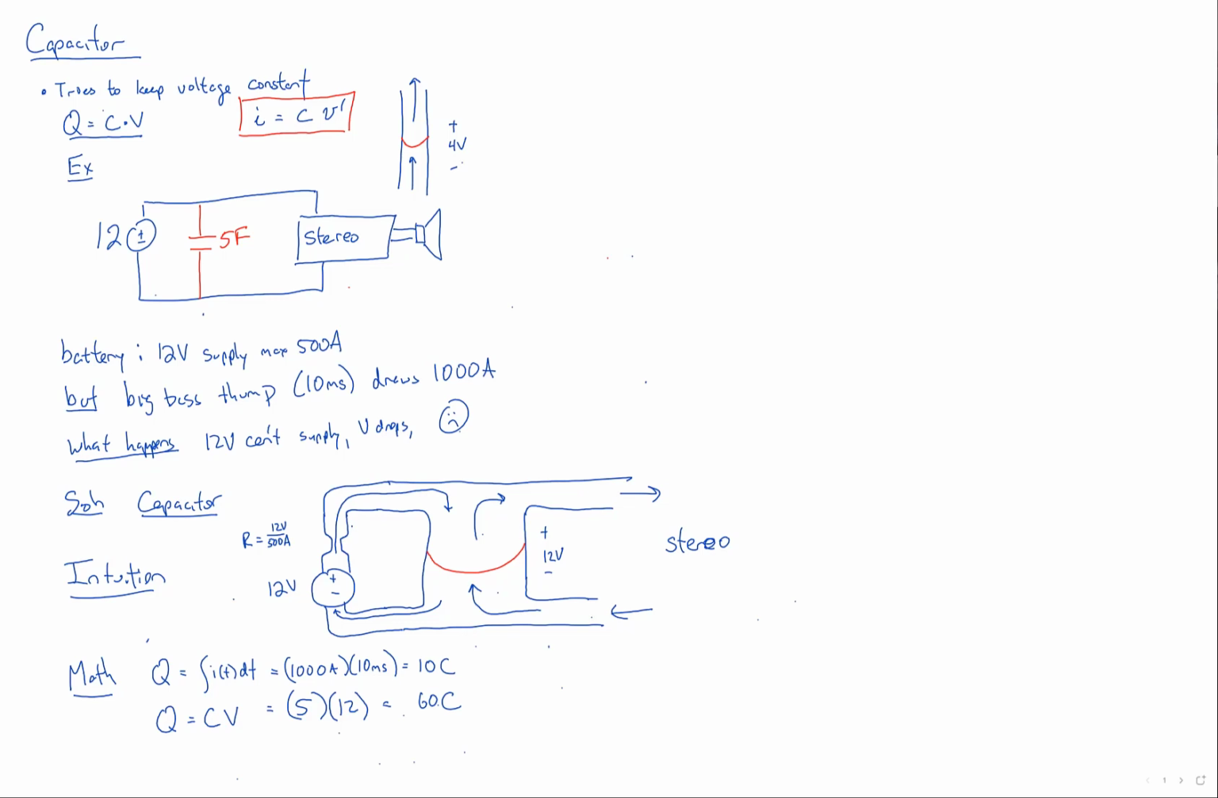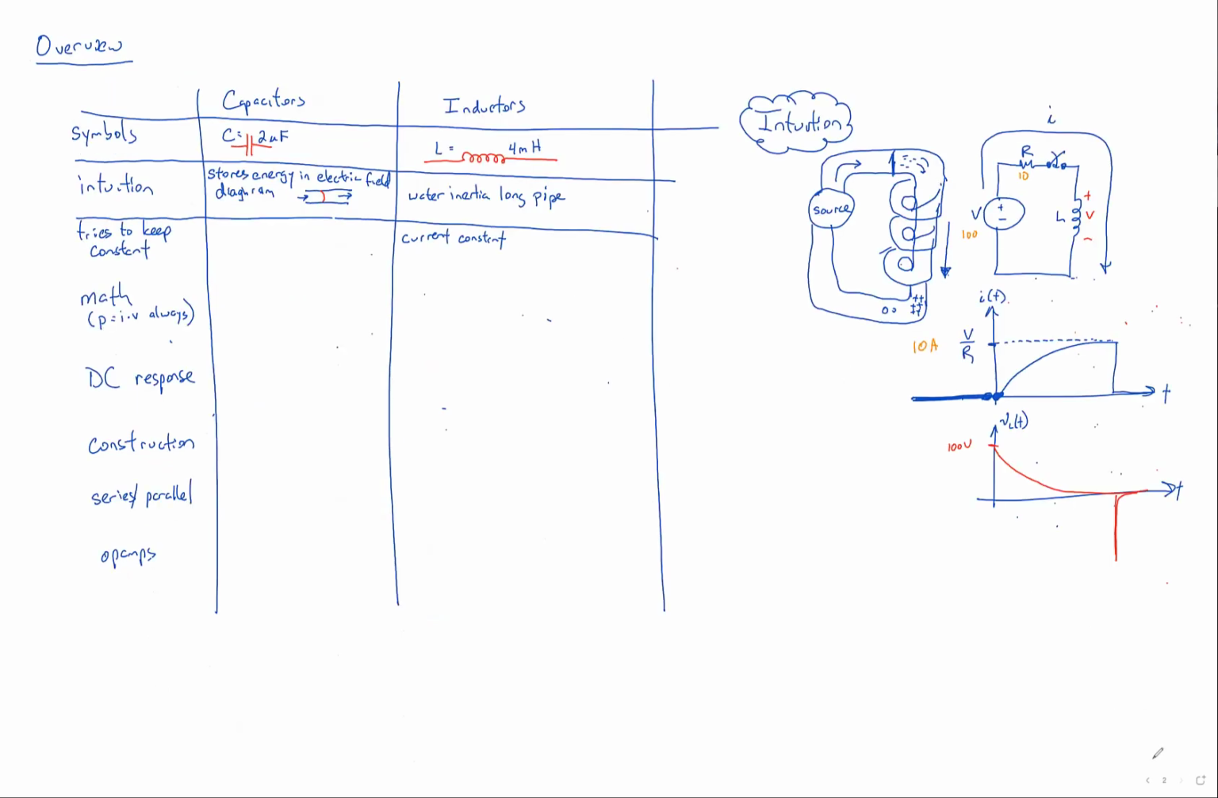Voltage. Voltage, yeah. Because of this relationship up here, if it sees the voltage changing, it'll develop a large current to try to keep it from changing. So the capacitor tries to keep the voltage constant, in as much as energy it has stored in its diaphragm, and the inductor will try to keep the current constant as much as it can, given the amount of energy stored in the inertia in the long pipe.